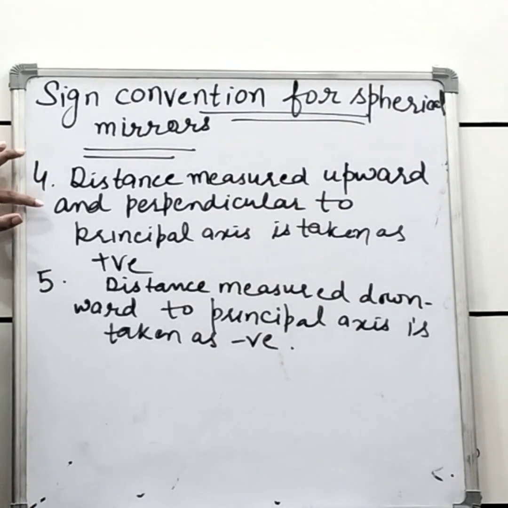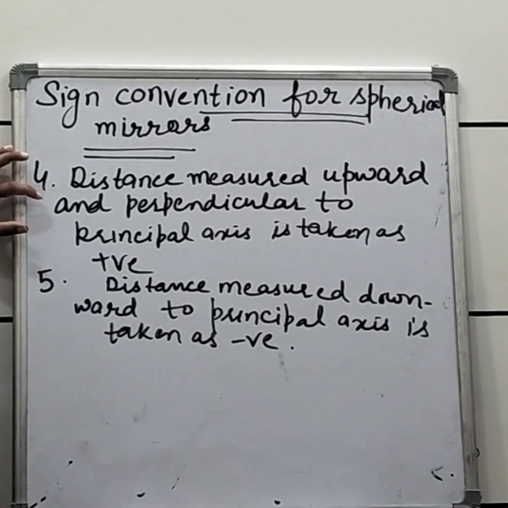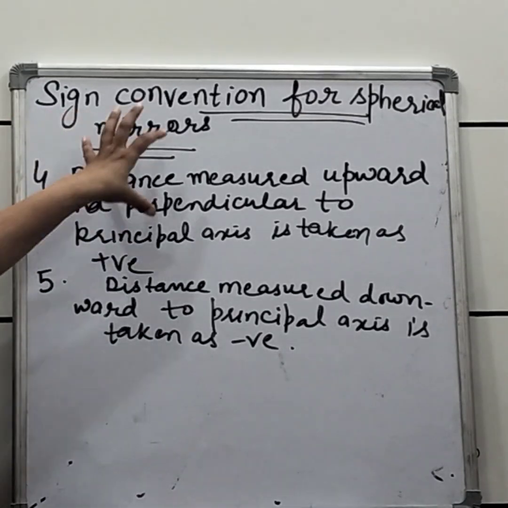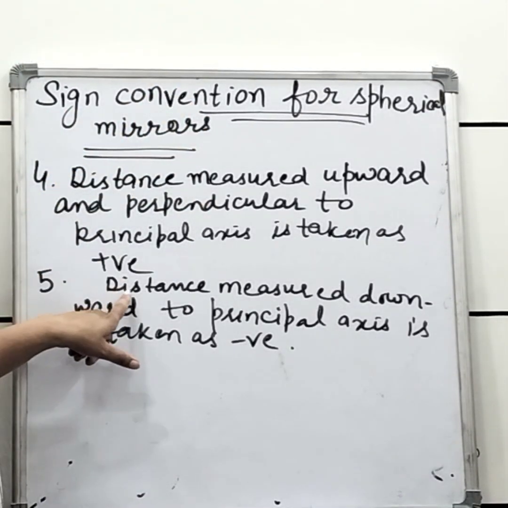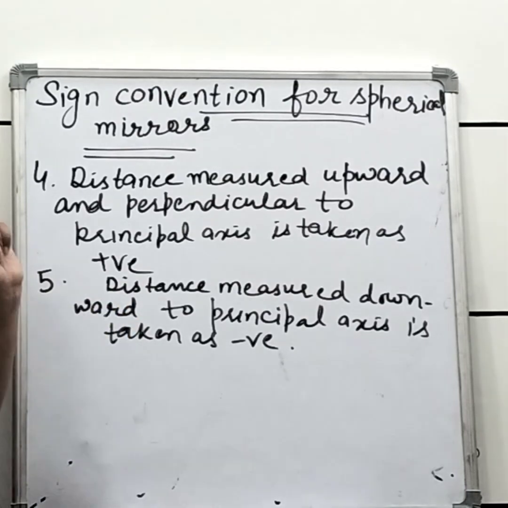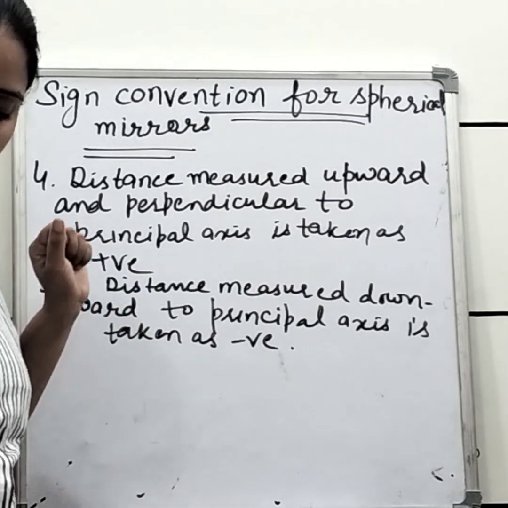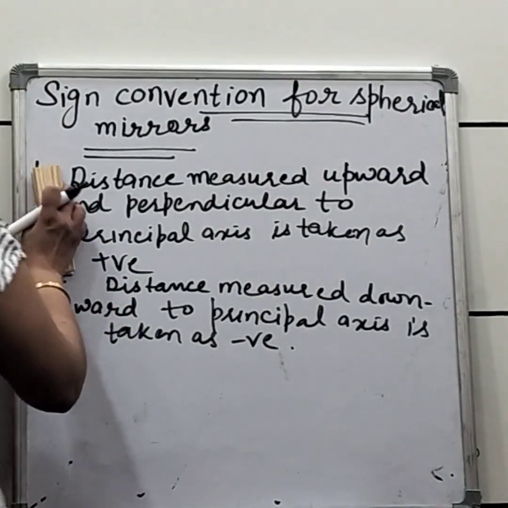Distance measured upward and perpendicular to the principal axis is taken as positive, because the object is taken above the principal axis, and the distance measured downward from the principal axis is taken as negative. So I will explain with the help of the diagram.